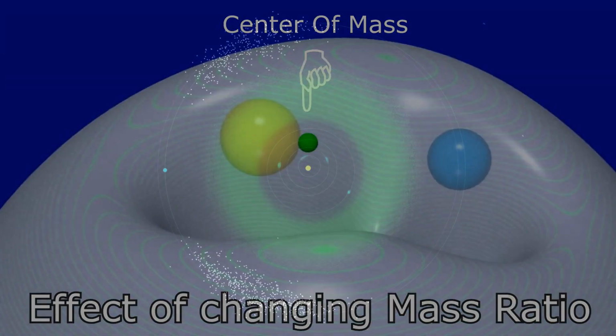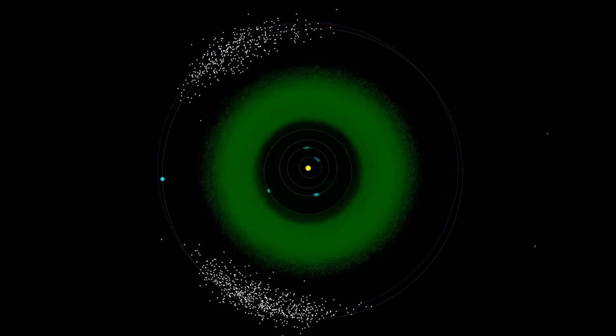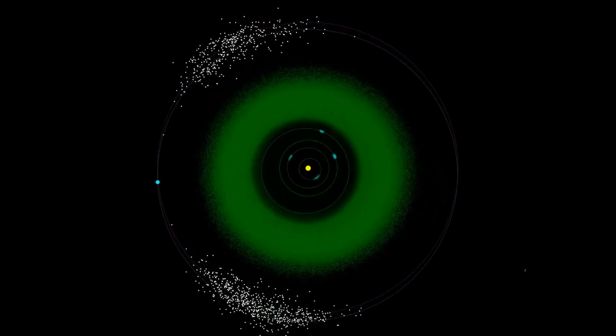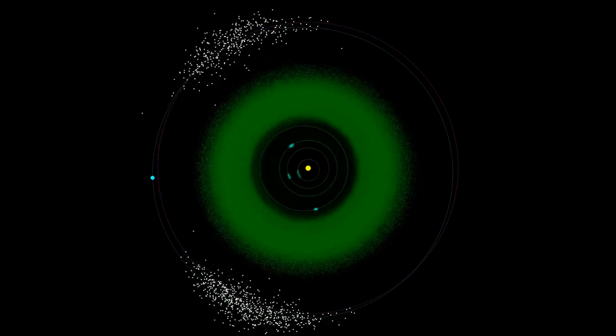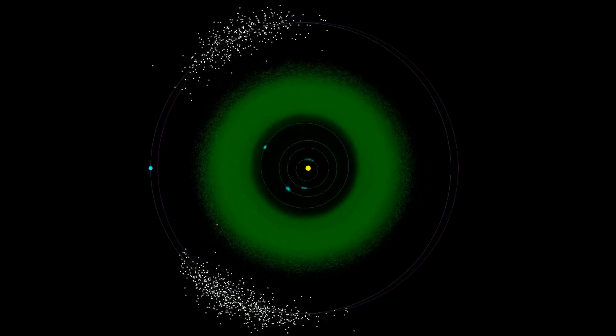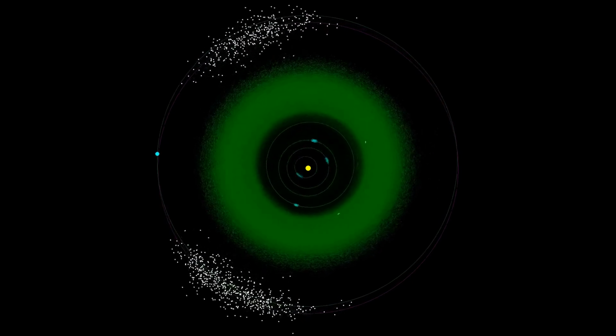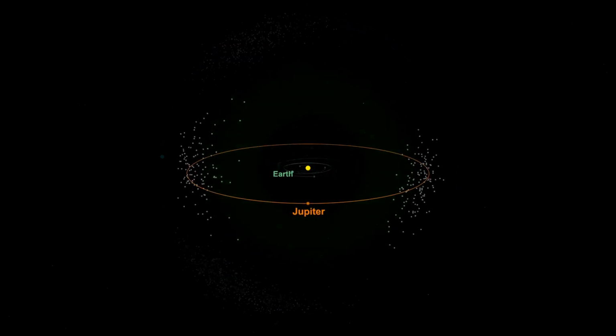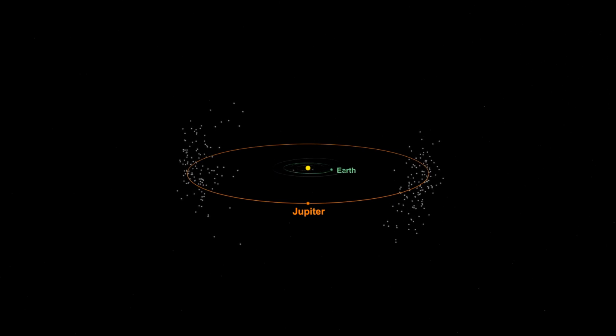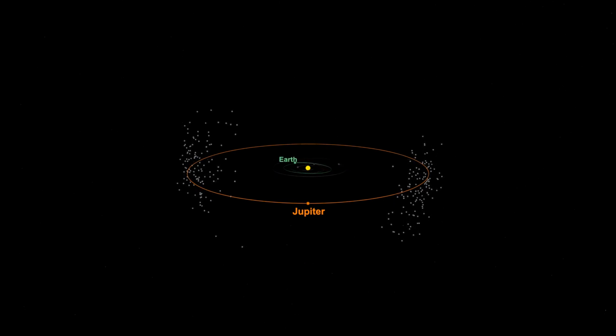If we have a look at some animations of the Trojan asteroids captured in the L4 and L5 points of the Sun-Jupiter system, we can see exactly this kind of semi-chaotic motion about the Lagrange points, but now in all three dimensions. Let's now move on to L1.